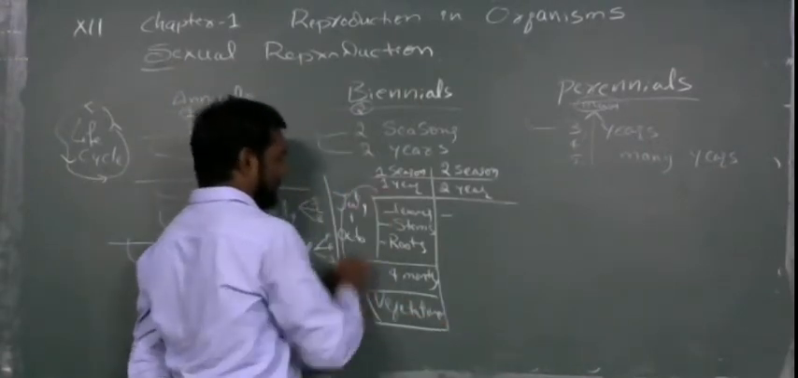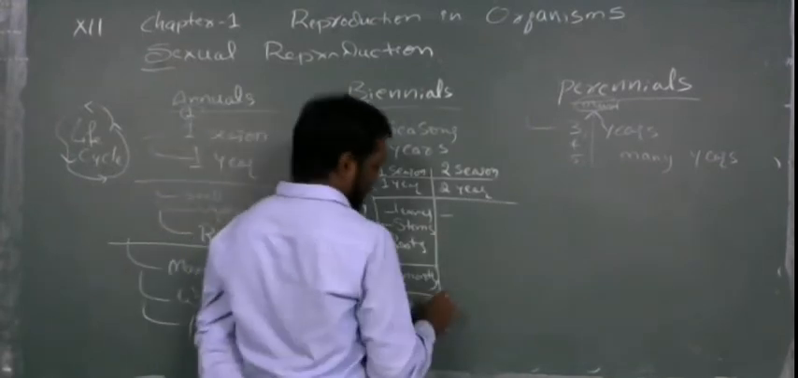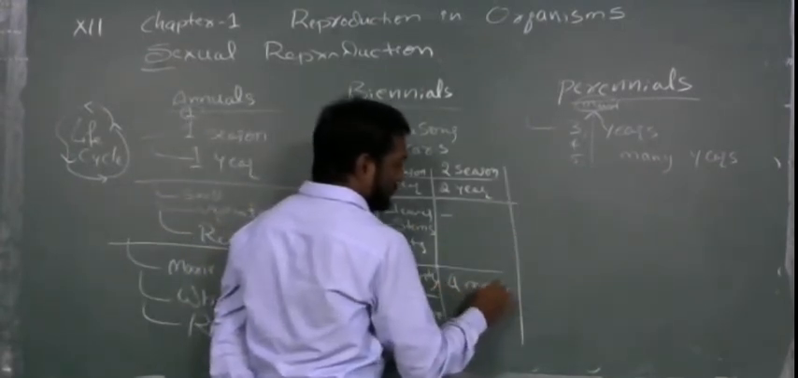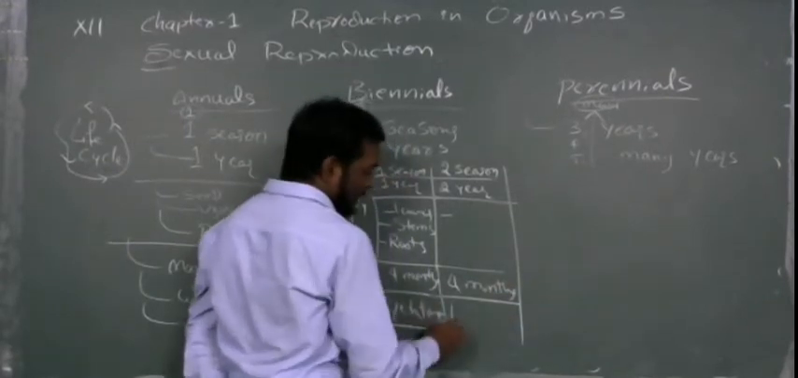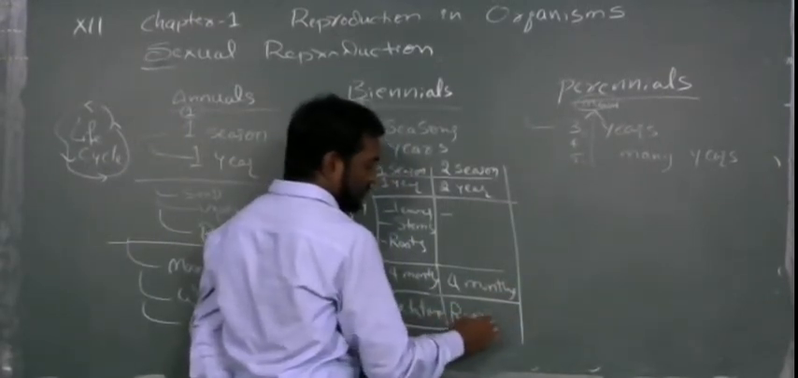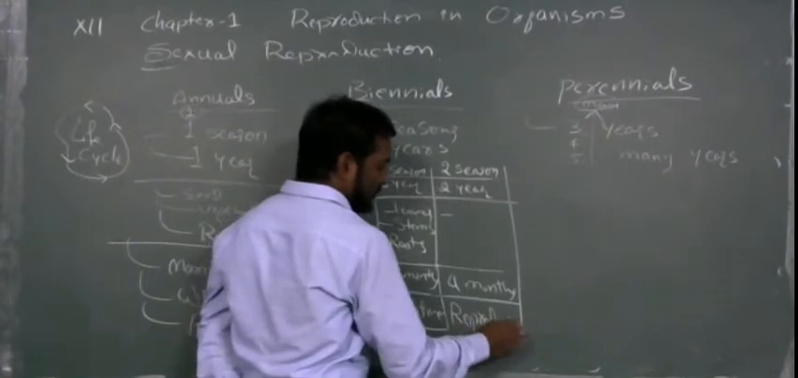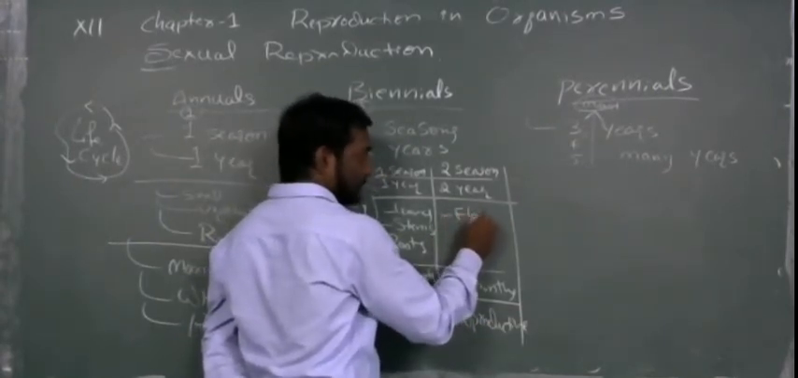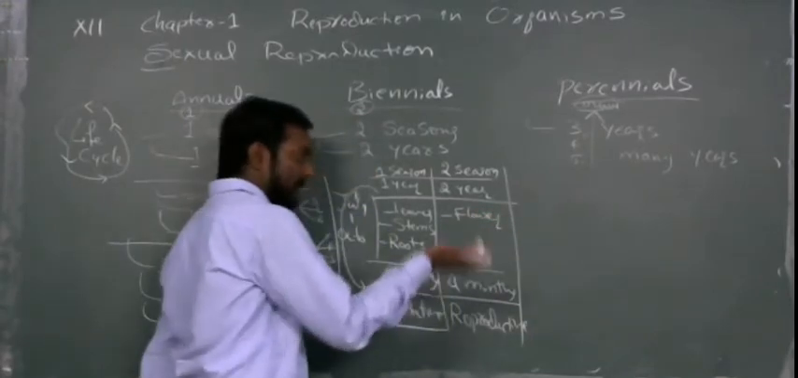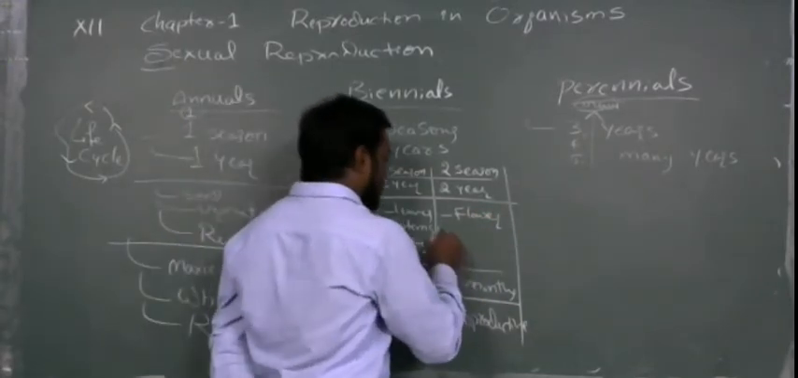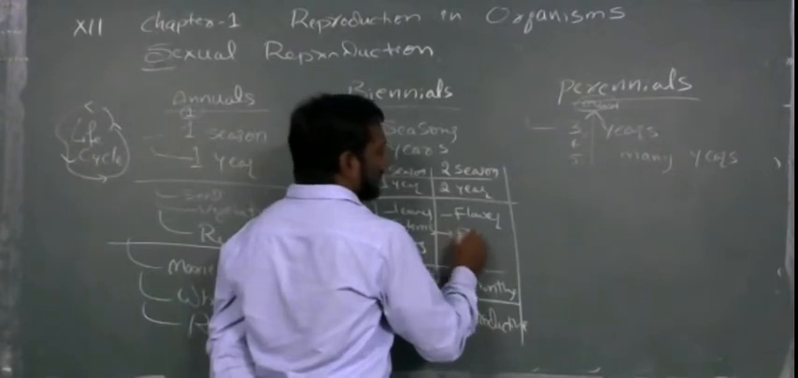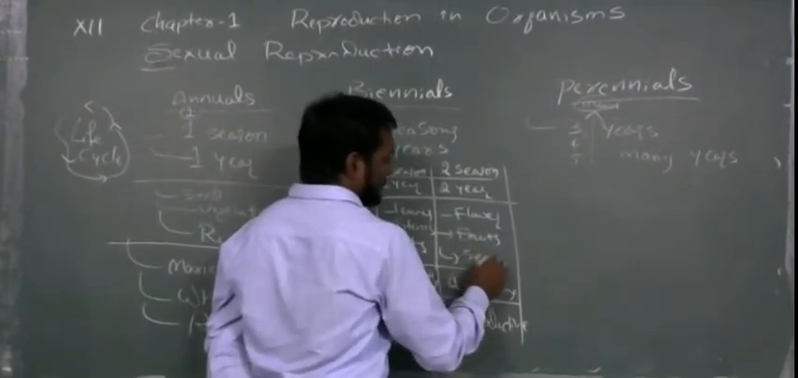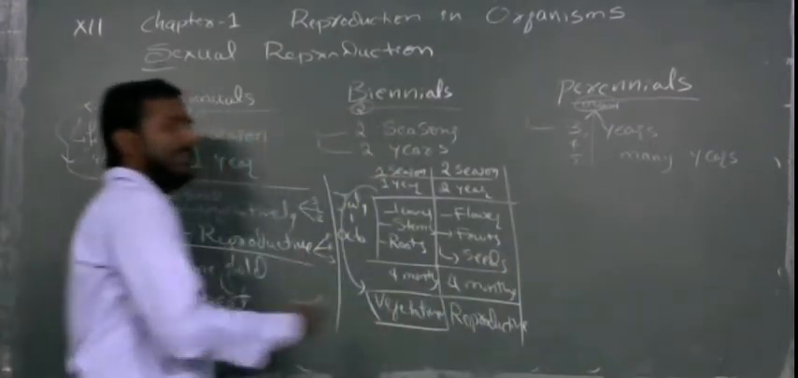The next 4 months will be the reproductive phase. Here, what happens is they will flower, then there will be pollination and fertilization. Later they will give fruits as well as seeds. So, this is the method, and they need 2 years.